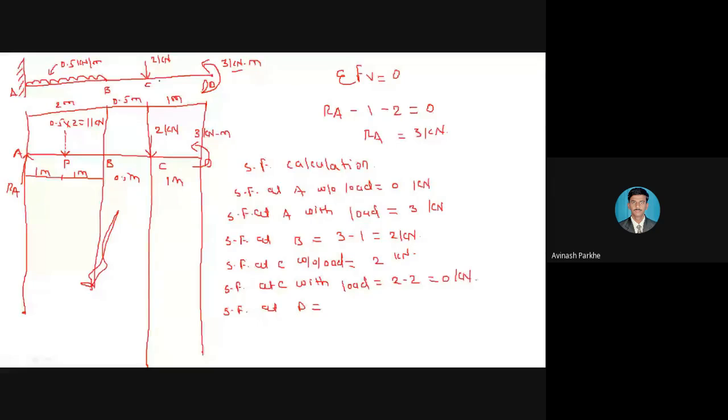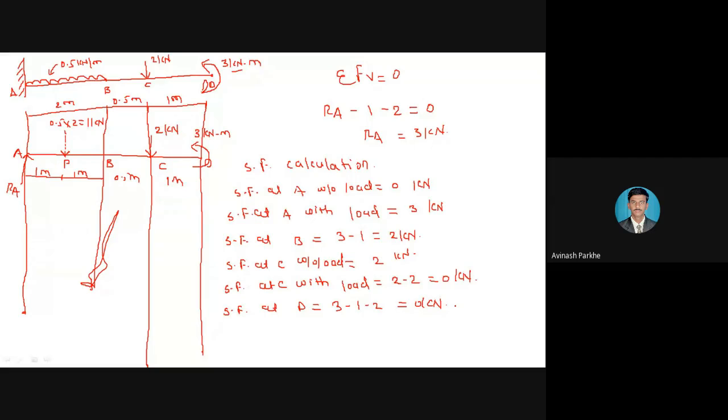Starting from the reaction, it is moving upward, therefore 3 positive. UDL converted into the point load, its magnitude is 1, moving downward, therefore -1. One more point load is there, moving in downward direction, -2. Again, SF at D is equal to 0 kilonewton. So this is about the SF calculation for this particular cantilever beam.